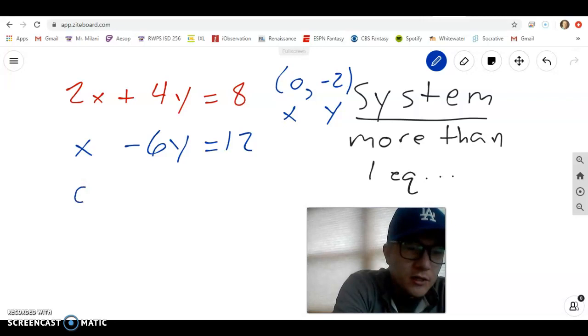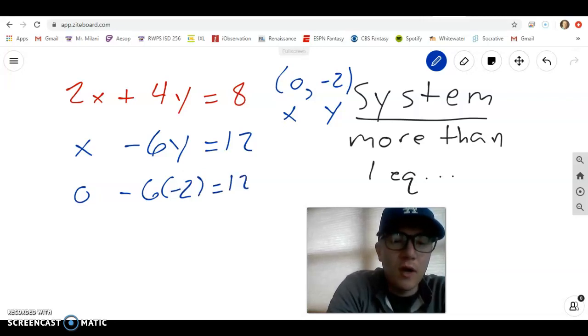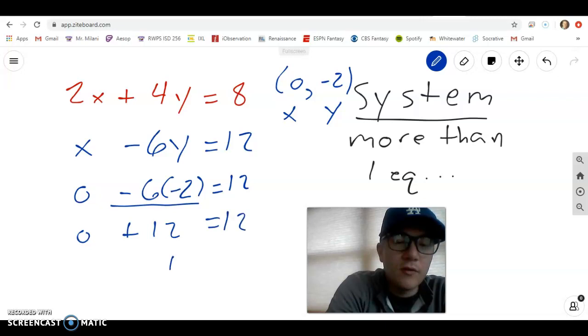So if I plug in 0 for x and a -2 for y, back up here, this should come out to equal 12. Well, 0 is just 0. -6 times a -2 is a positive 12. And then 0 + 12 equals 12.